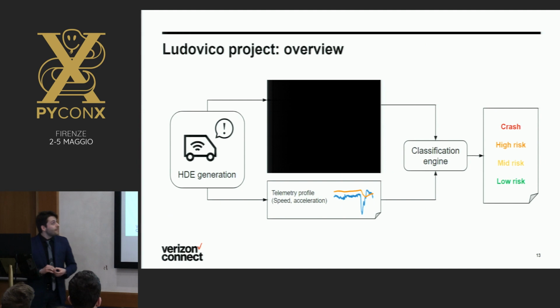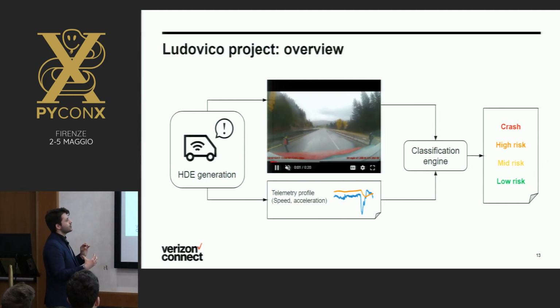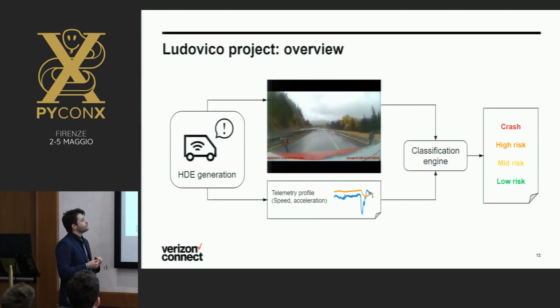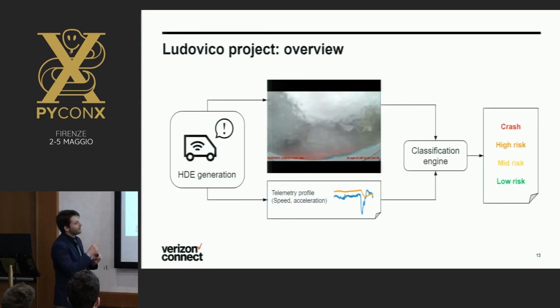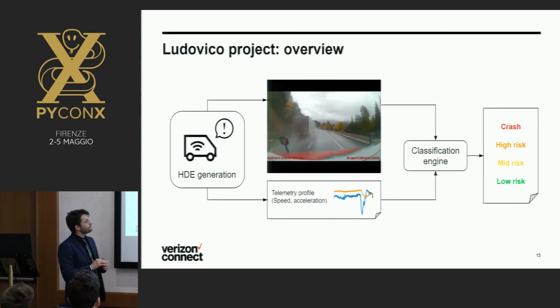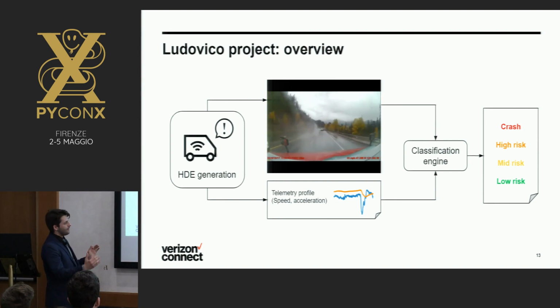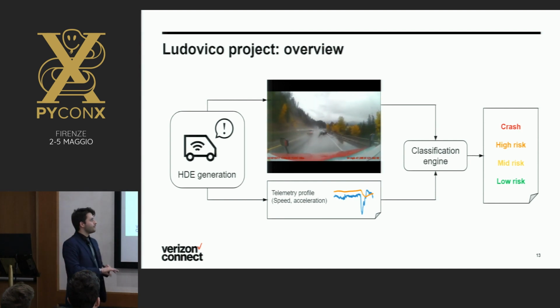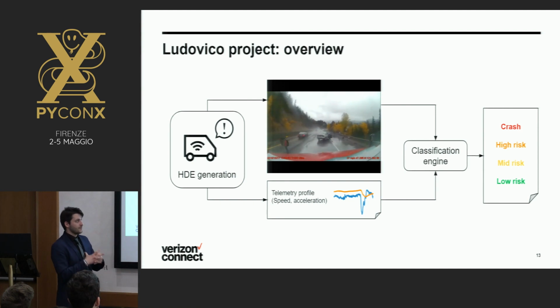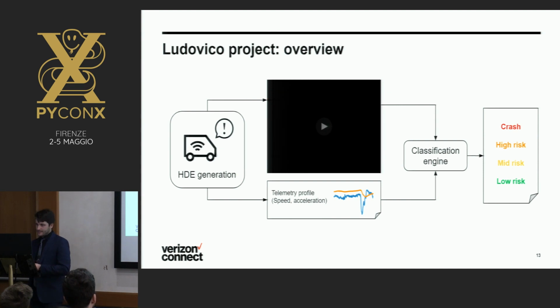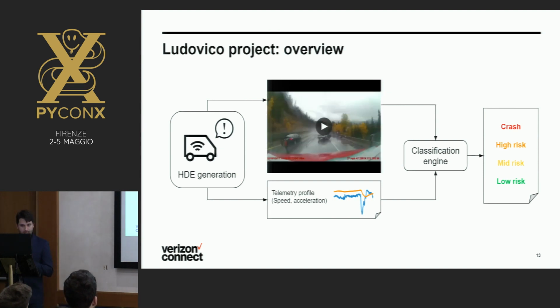Now, the high-level baseline of the project is to wait for an event, for a harsh driving event, and then collect the telemetry profile from the VTU and the video from the cam, and then combine these sources of information in order to classify the event as one of 4 classes: crash, high risk, mid risk, and low risk.